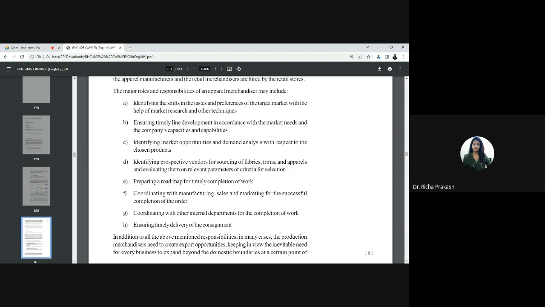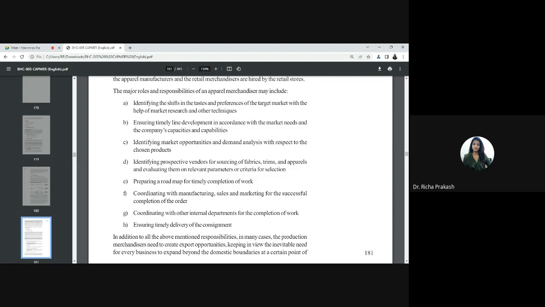Identify market opportunities and demands analysis. How the market is changing, what the opportunities are. If you have heard about SWOT analysis, it is strength, weakness, opportunity and threats, SWOT analysis. So all these things the merchandiser has to know.